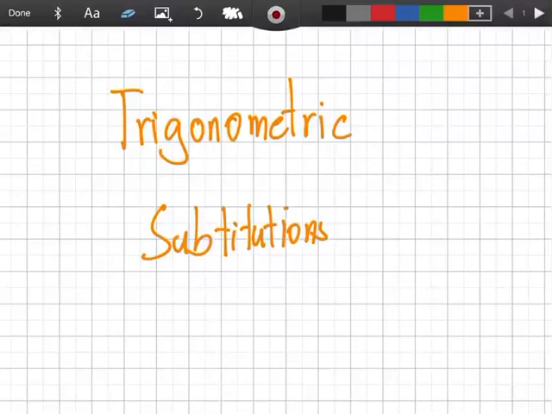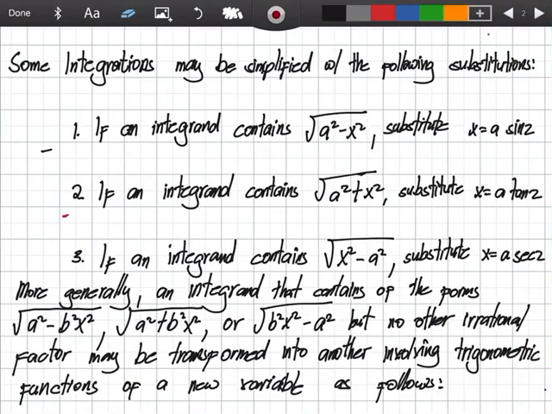Okay, so our lesson is about trigonometric substitutions. Some integrations may be simplified with the following substitution. If an integrand contains the square root of a squared minus x squared, we can substitute x is equal to a sine z. And if the integrand contains the square root of a squared plus x squared, we can substitute x is equal to a tan z.